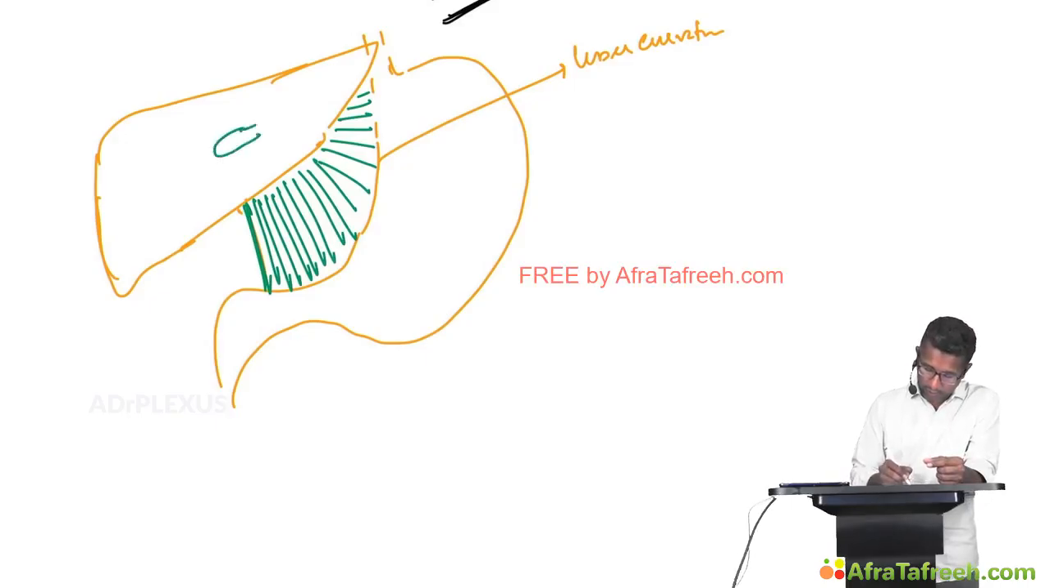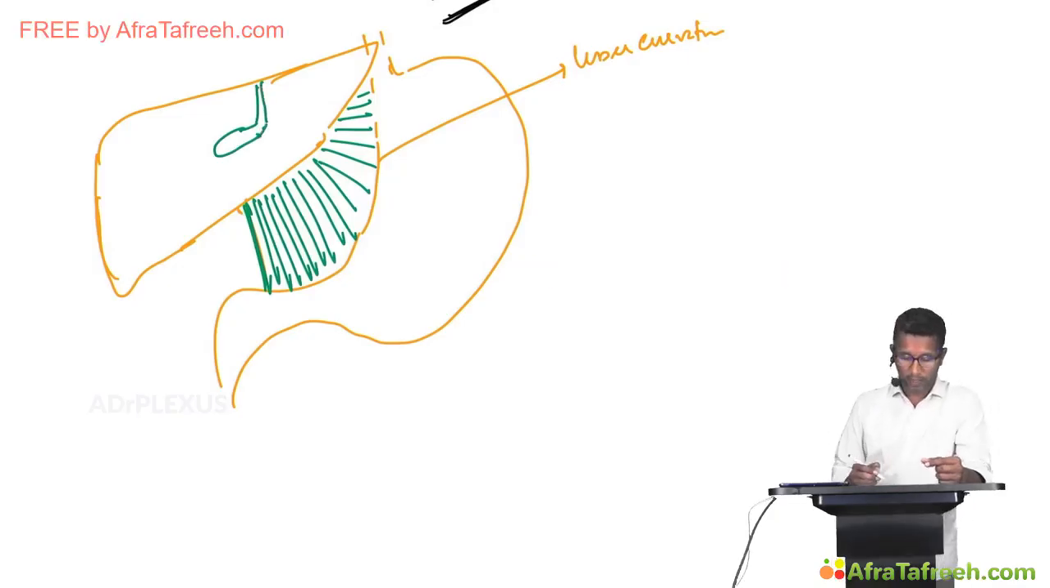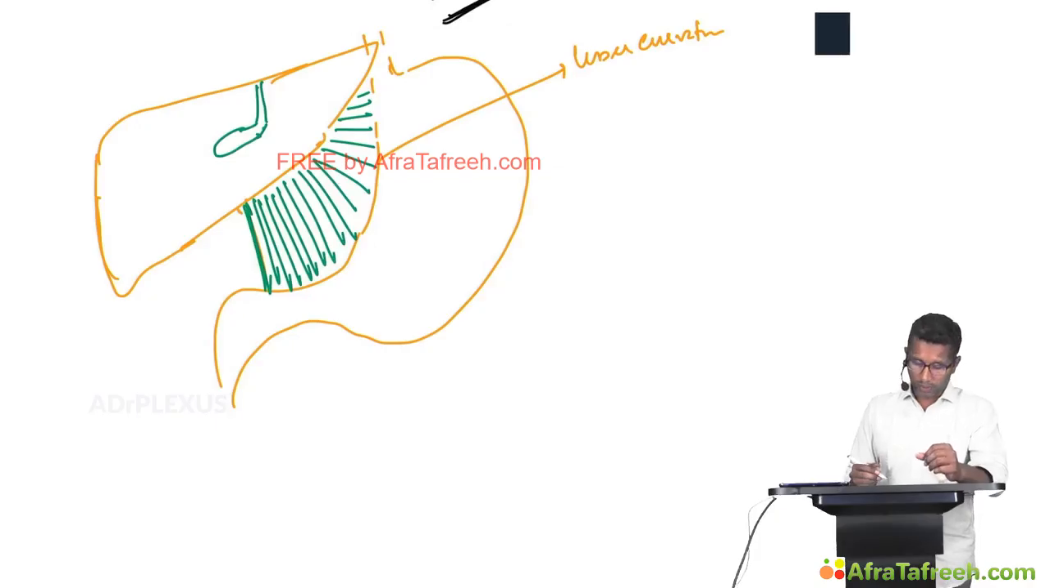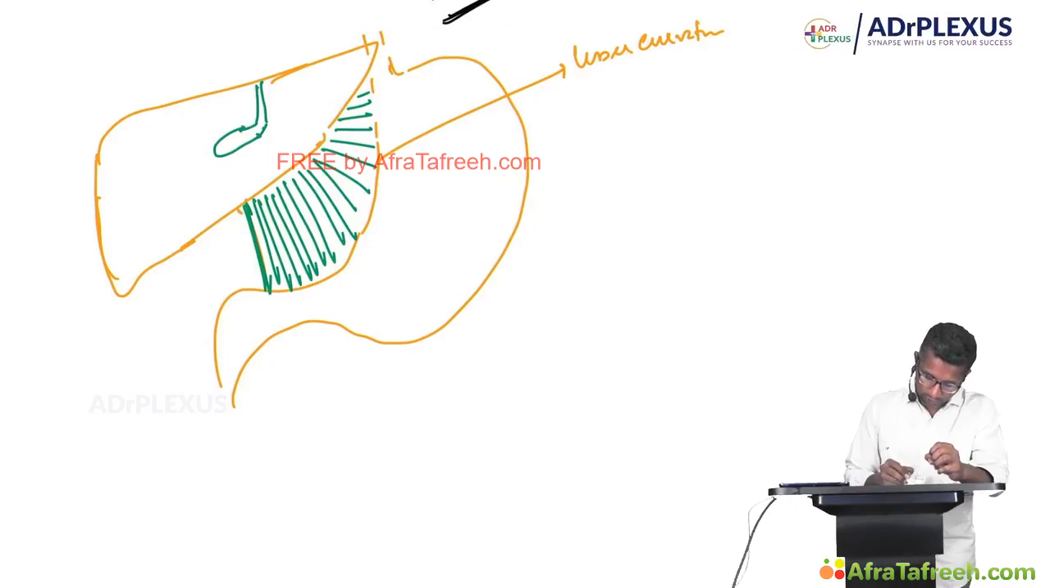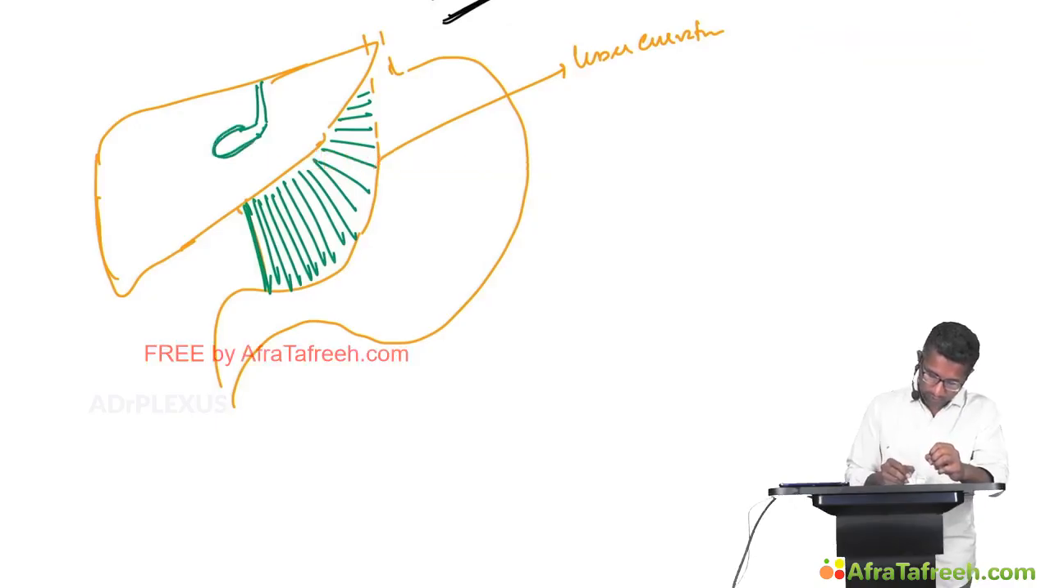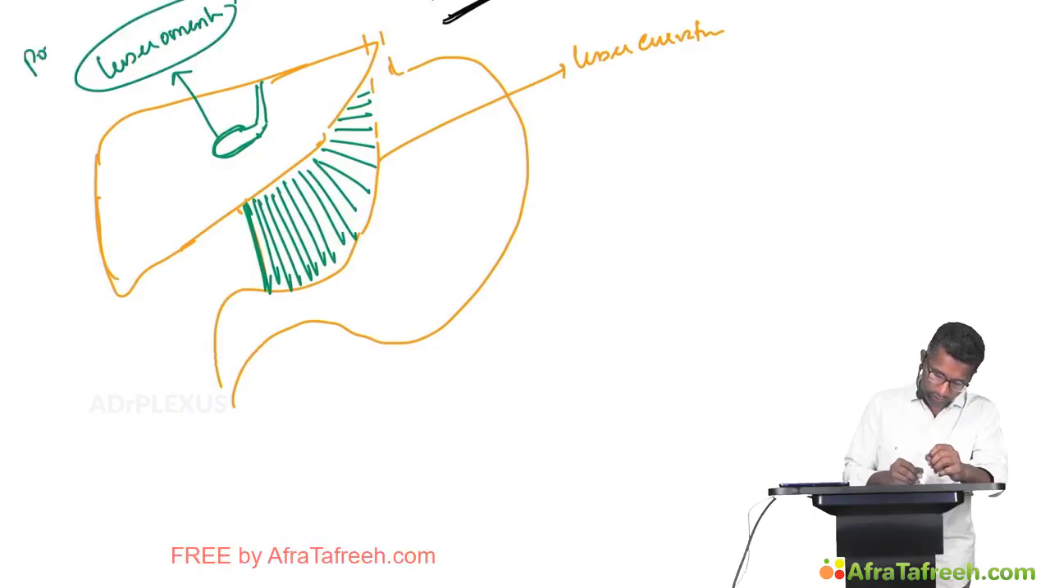This narrow area where it is attached is the porta hepatis, and the fissure you see above is called the fissure for ligamentum venosum. What you see here is the porta hepatis, so the lesser omentum is attached along the porta hepatis.